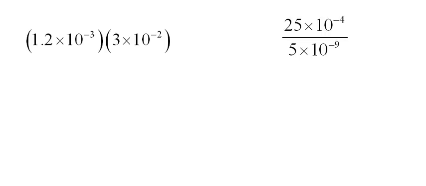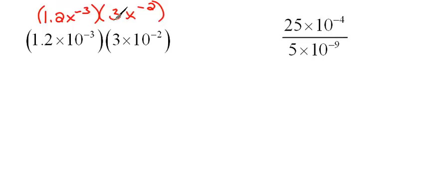Okay, so let's look at this problem right here. This 1.2 times 10 to the negative third, and then times 3 times 10 to the negative 2. Now, this looks a little bit scary just because of it being the scientific notation, but let me ask you this. If we had 1.2 times x to the negative third, and then times 3 times x to the negative 2, how would we approach this problem?